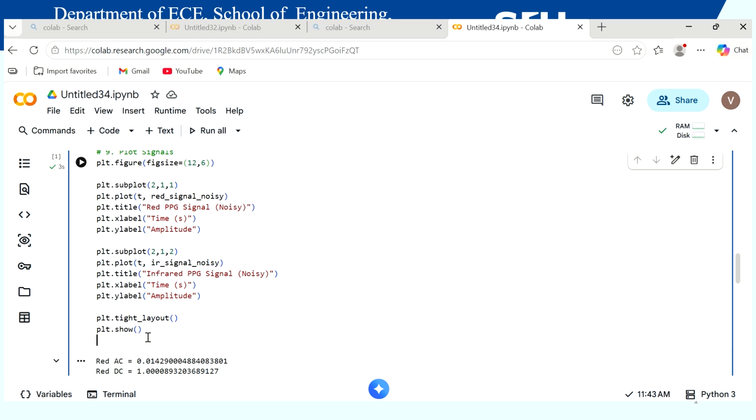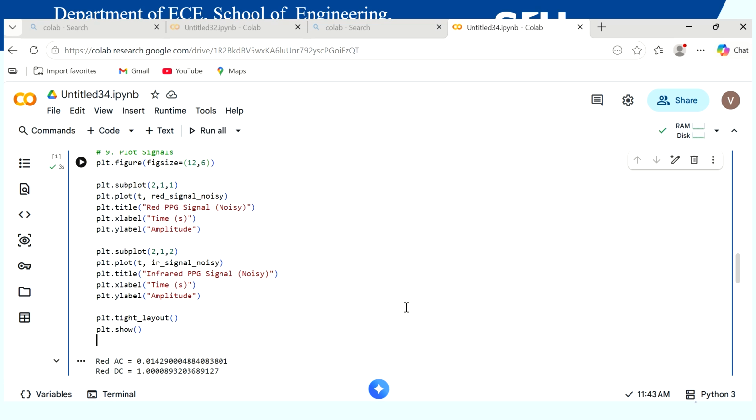So finally, the overall process flow is: PPG signal, then we are adding the noise, then bandpass filter, then we are extracting the AC and DC values, and then we are computing R, that is the ratio of ratios, and then we are calculating SpO2.